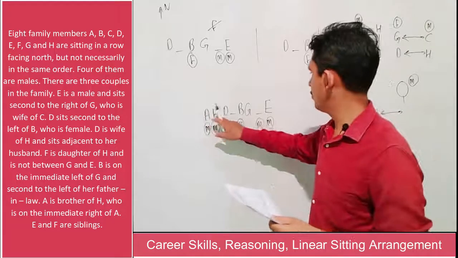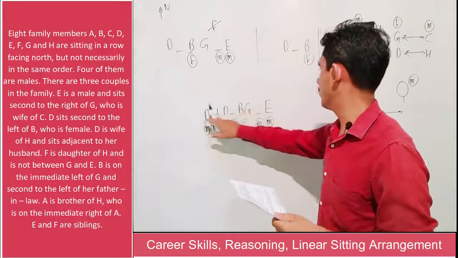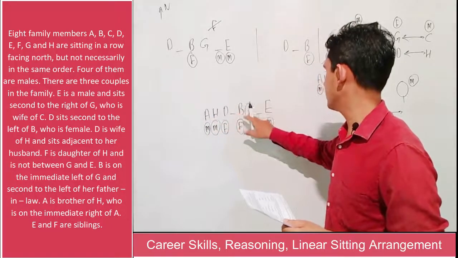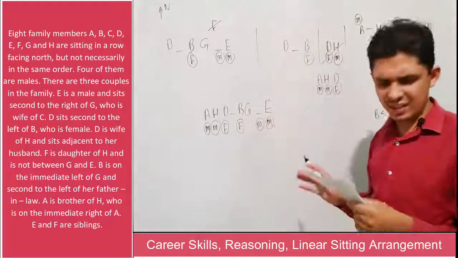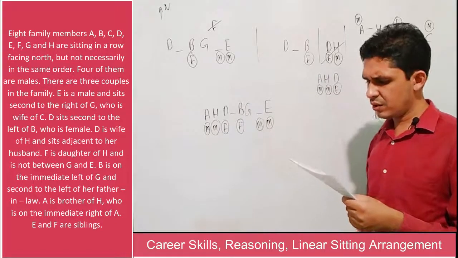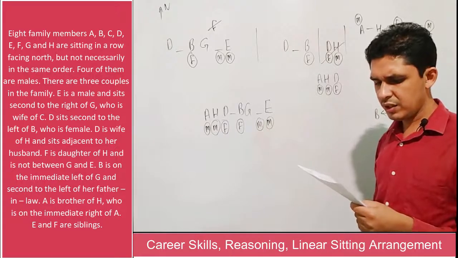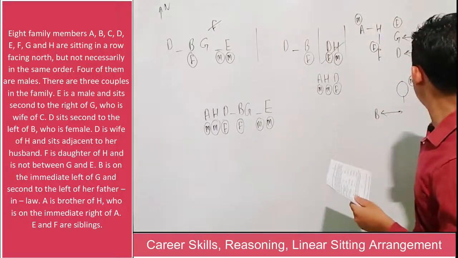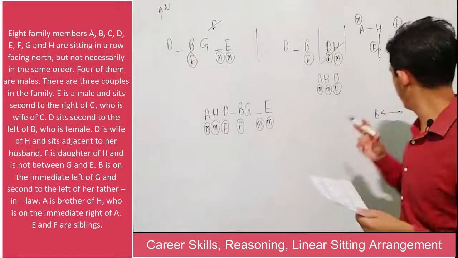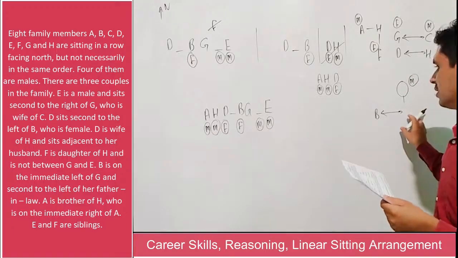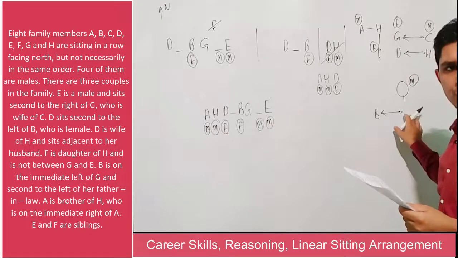Okay, 1 2 3 4 5 6, 1 2 3 4 5 6 7 8, we have placed 8 people. Okay, let us go through once again. Like there are 3 couples in the family. We have made 2 couples, 1 couple is already remaining, 1 couple is this, but who is this? This time we don't know, right?